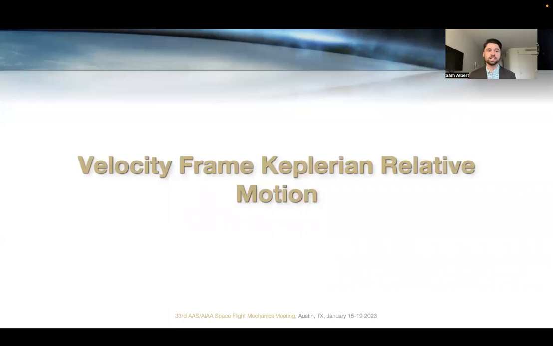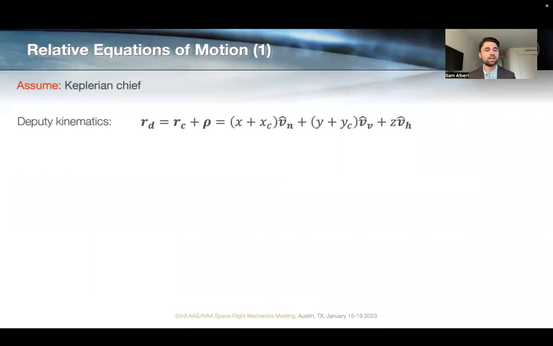The important thing here is I just want to give you a sense of the different components that come into play. So what we'll do first is look at the relative equations of motion, where our only assumption here is that our chief orbit is Keplerian.